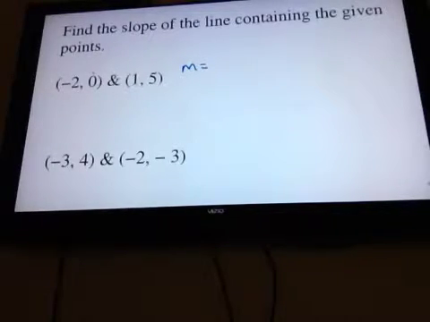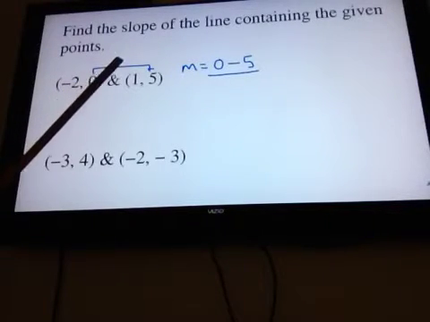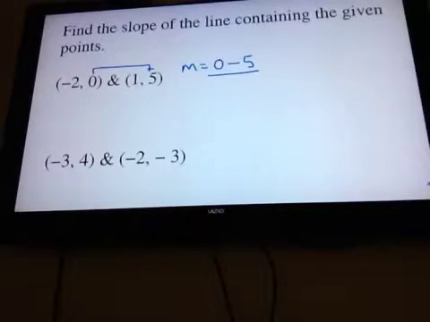So y is 0 minus the other y, which is positive 5. And you don't have to draw these lines. I'm doing that only for note purposes. X, which is negative 2, minus the other x, which is a positive 1. So it's always minus. And then I do the calculations.